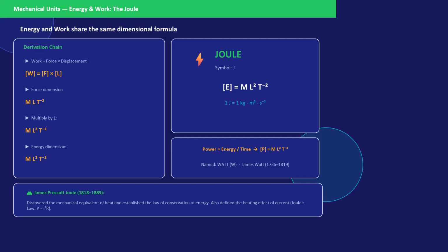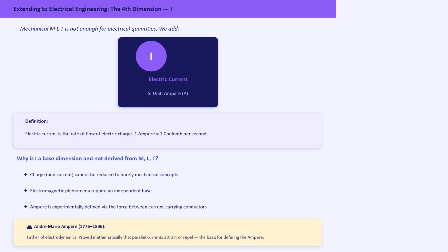And if we divide energy by time, we get power with dimensions mL squared T to the minus 3. Power is measured in watts, named after James Watt, the Scottish engineer who perfected the steam engine and made the Industrial Revolution possible. James Prescott Joule, who gives his name to the unit of energy, made a monumental discovery in 1843. He proved that heat and mechanical work are exactly equivalent, laying the foundation for the law of conservation of energy. Now we reach the key extension for electrical engineers.